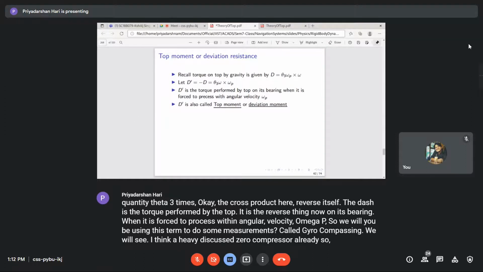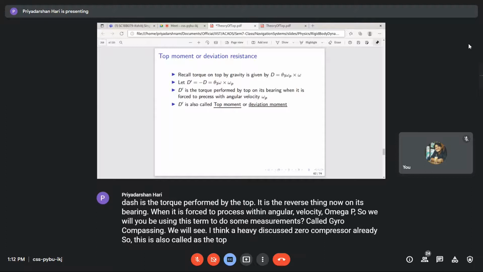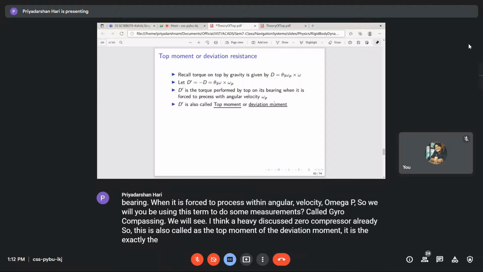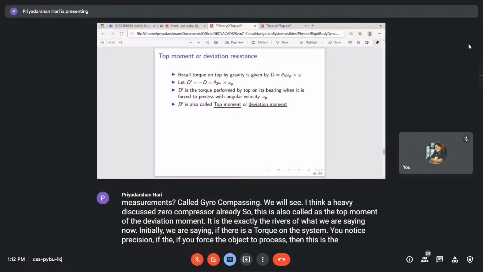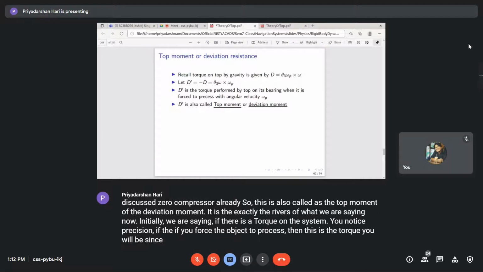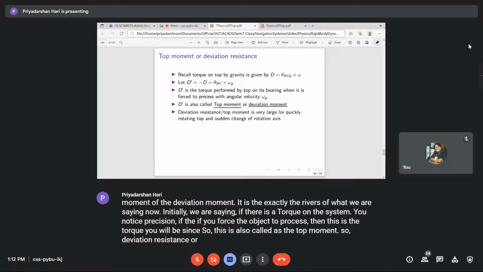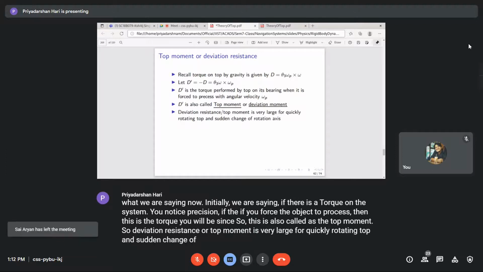This is also called the top moment or the deviation moment. It is exactly the reverse of what we were saying earlier. Initially we were saying if there is a torque on the system, you notice precession. If you force the object to precess, then this is the torque you will be sensing. So this is also called the top moment. Deviation resistance, or top moment, is very large for a quickly rotating top and a sudden change of the rotation axis.